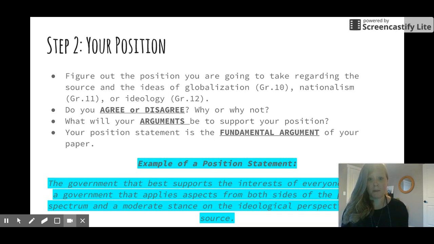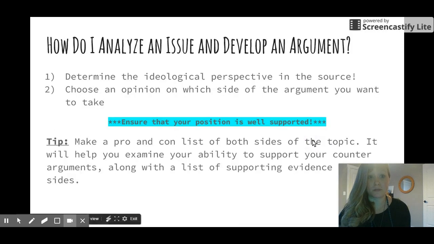An example of a position statement is: the government that best supports the interests of everyone is a government that applies aspects from both sides of the political spectrum and takes a moderate stance on the ideological perspective in the source. That's an example of a good position. It takes both sides, and then you're going to relate all your arguments back to that position.